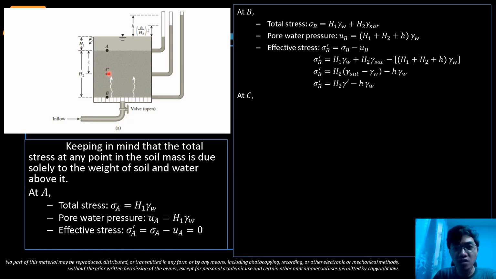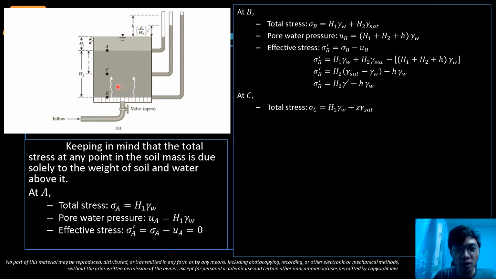So, for point C, mag-start tayo dun sa total stress. Para dun sa total stress, that will just be the weight ng soil at saka ng water above point C. So, para dun sa tubig, that will just be H sub 1 times gamma water plus, ito, this is Z times yung saturated unit weight. Ito yun, class. Okay, so that will be the total stress at point C.